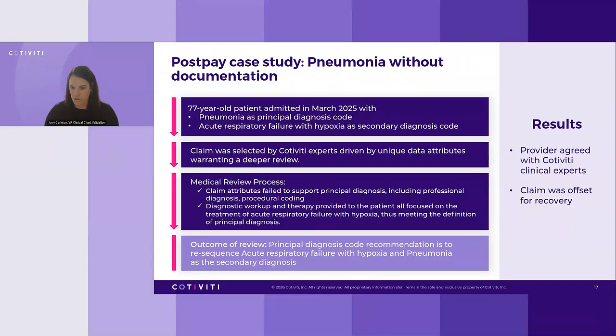We have a high degree of confidence that, in soliciting this claim and making a recommendation, pneumonia as the principal diagnosis code should not have been in that order. So our recommendation was to resequence, meaning putting acute respiratory failure with hypoxia as the primary and then putting pneumonia as the secondary. And when we did that, the provider agreed.